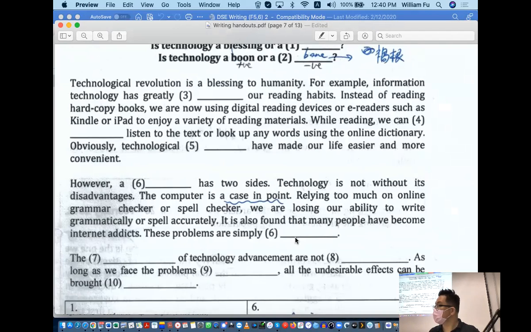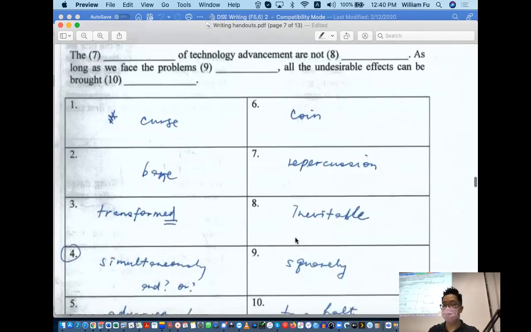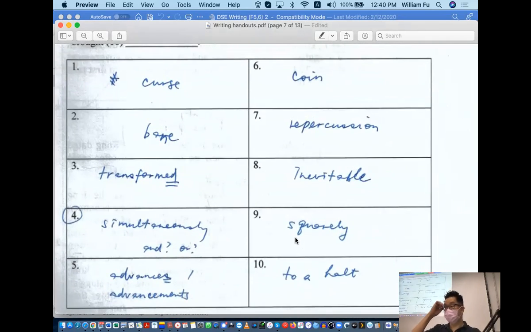Okay, and then the word of technology. Repercussion. Okay, repercussions of technology advancement are not what? Are not inevitable. Okay, the repercussions of technology are not inevitable. As long as we face the problems, what? Squarely. Okay, squarely. All the undesirable effects can be brought to a halt. Okay, these are the answers. You didn't know? I didn't know. Oh, okay. You can find some of the words on the previous page.